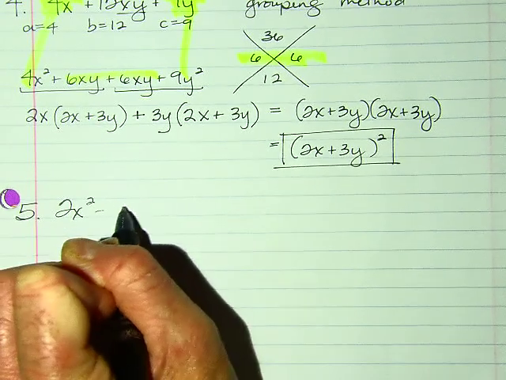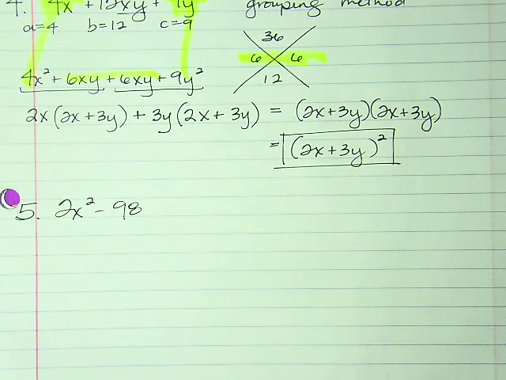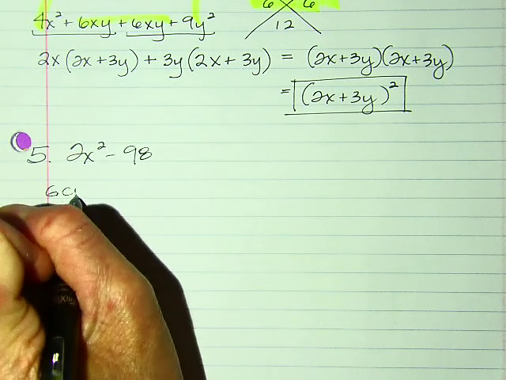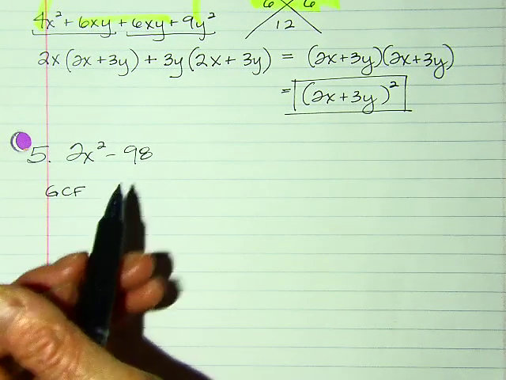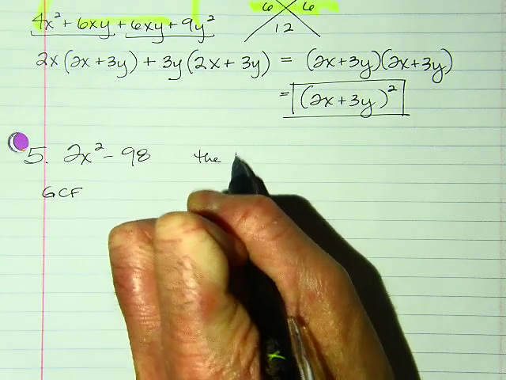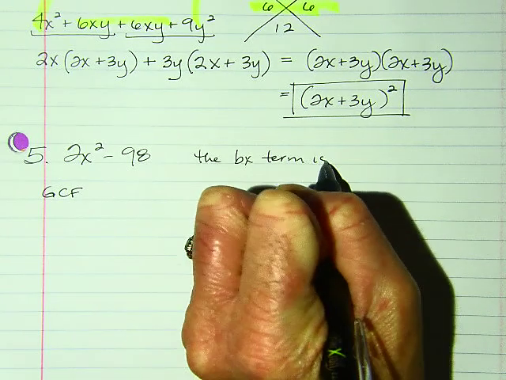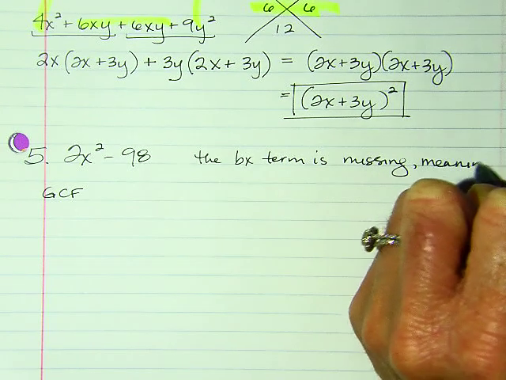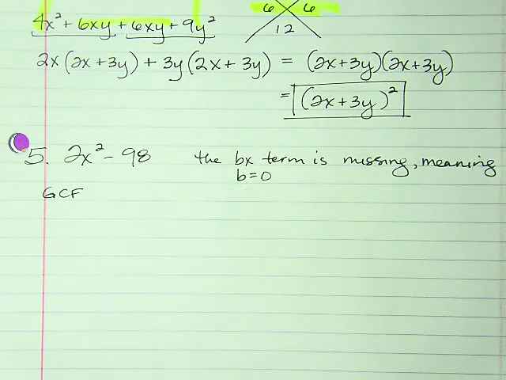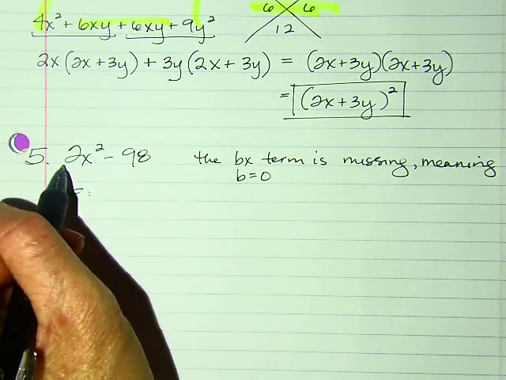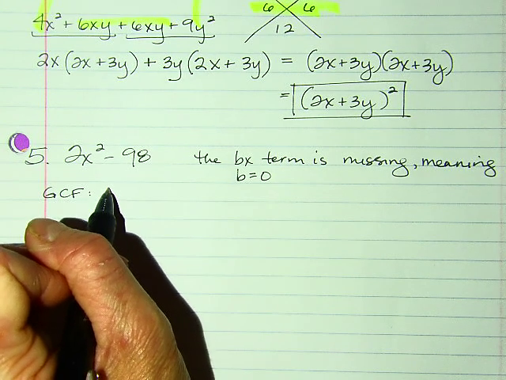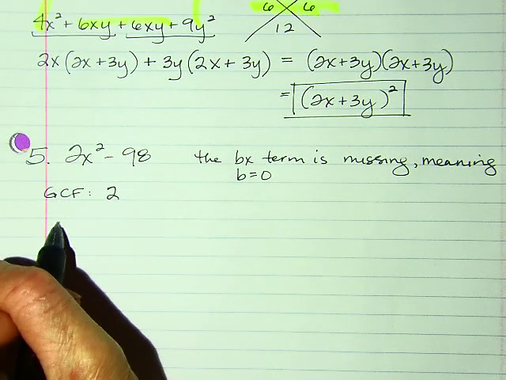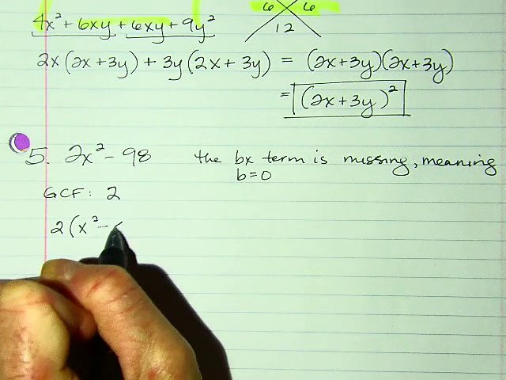2x squared minus 98. Now, wow, the first thing I notice is they have a GCF. That 98, that's a big number. I also noticed the bx term is missing, meaning b equals 0. So my GCF, when I look at 2 and 98, I know they're both divisible by a 2. And I wouldn't take out a negative because they're both not negative. So I'm going to divide each term by 2, and I get x squared minus 49.